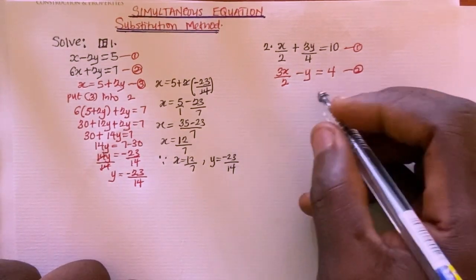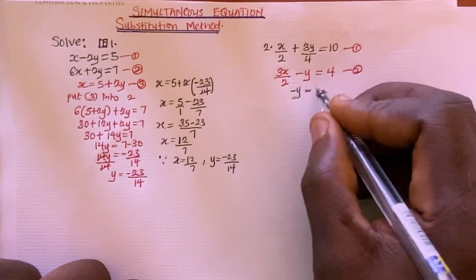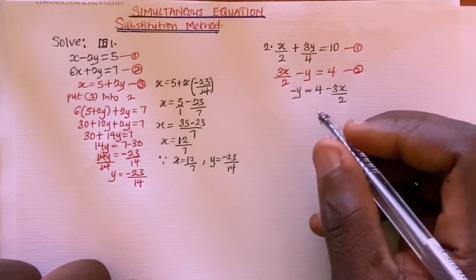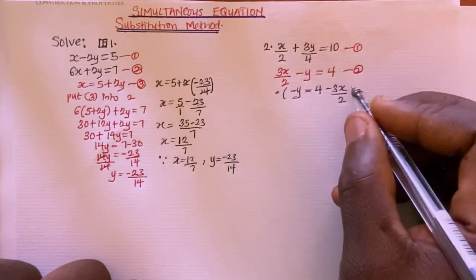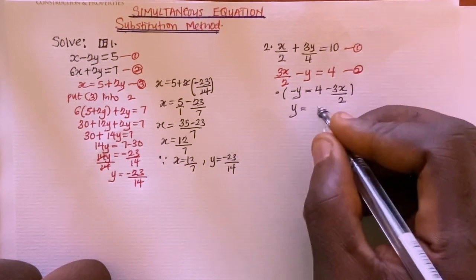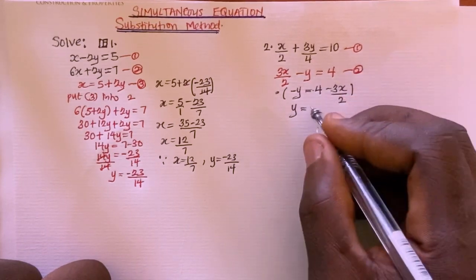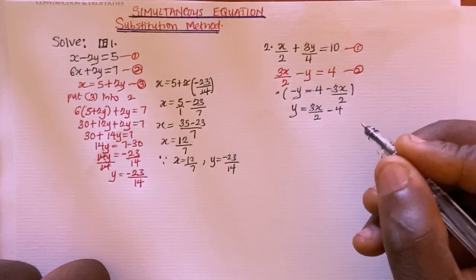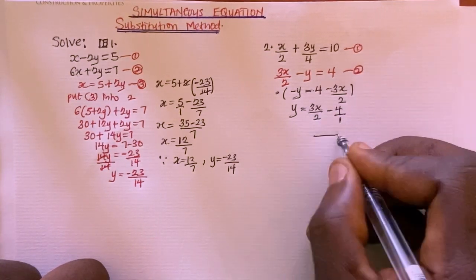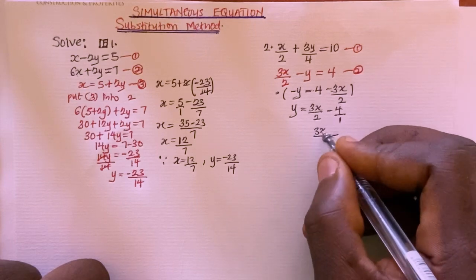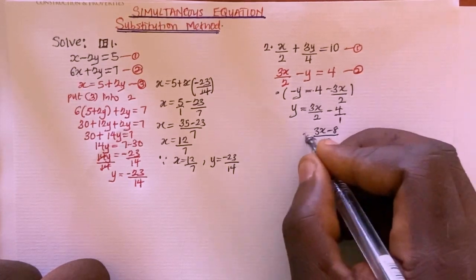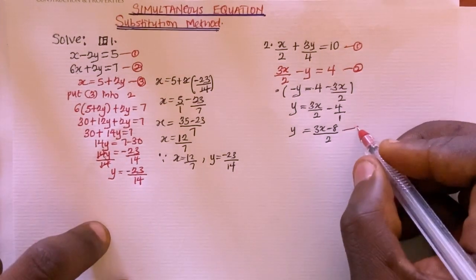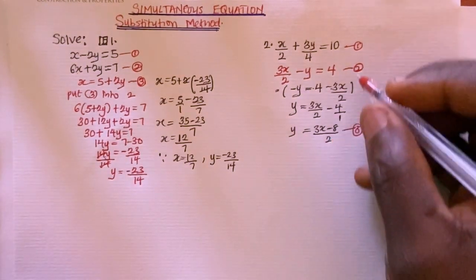So here I'm going to have minus y equals 4 minus 3x divided by 2. Then if I multiply everything here by negative, I'm going to have y equals, this is going to be minus and this is going to be plus, 3x divided by 2 minus 4. So I can simplify with the LCM. Here I'm going to have y equals 3x minus 8 over 2. Now from this equation 3, I can put this expression into equation 1.